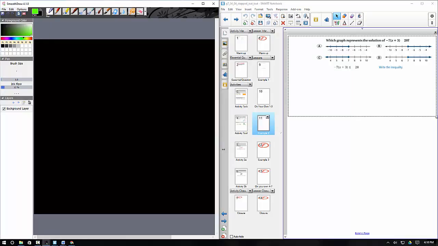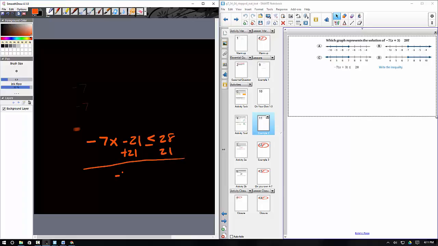So I'm going to start off by just having negative 7x. Let's use a different color. All right, so I'll do negative 7x, and then plus or minus 21 is less than or equal to 28. Of course, I'll add 21. So now I have negative 7x is less than or equal to 49.